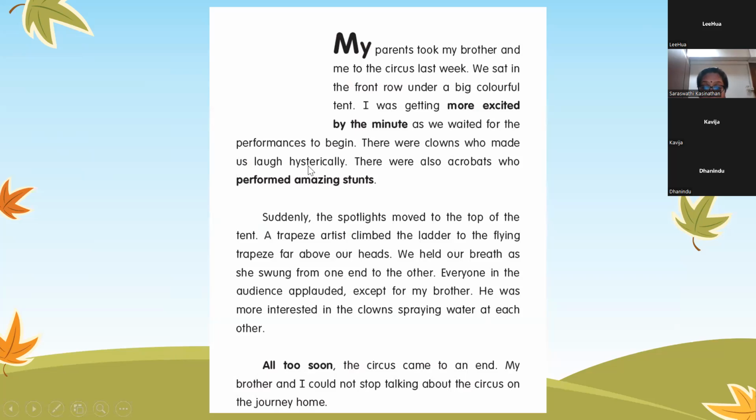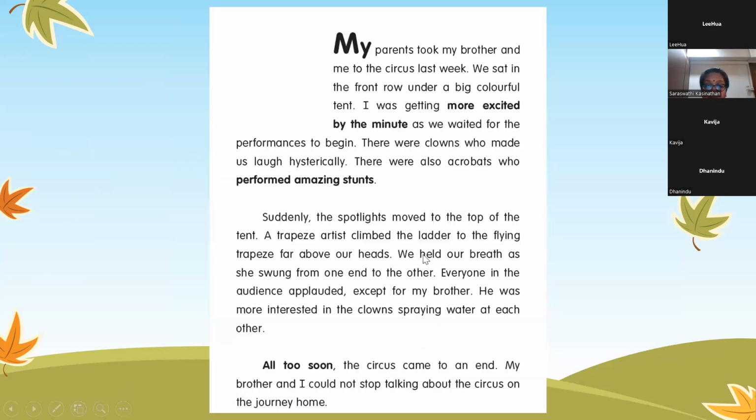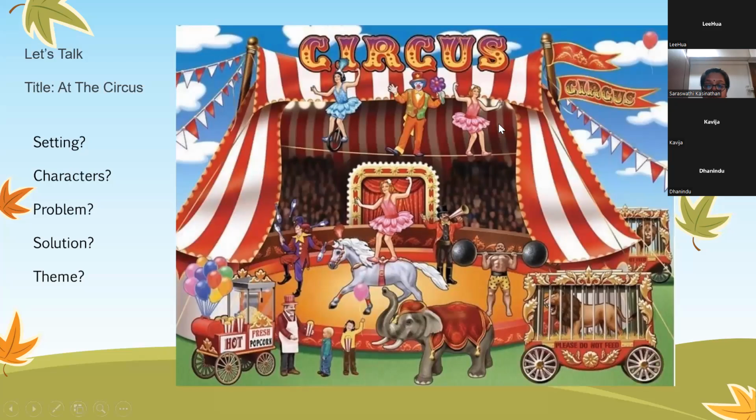Hysterically, that means laugh very loudly and happily. Acrobats who perform amazing stunts. Okay, let's look, these are acrobats. They do amazing stunts. All right. And then we had a trapeze artist climb the ladder. Okay. So she's climbing the ladder, climb the ladder up on the trapeze to do acrobats, right?